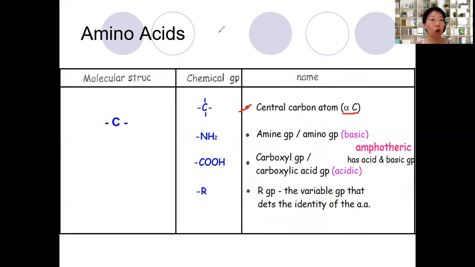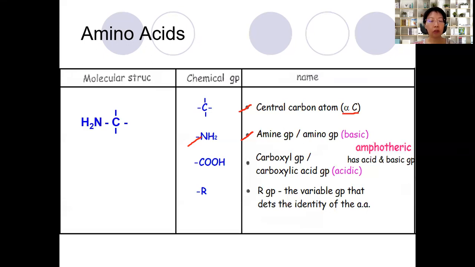Now, carbon has 4 covalent bonds. Therefore, there will be 4 atoms or 4 groups that can be held by this carbon. So let us look at what is being held by the central carbon. To the left of the central carbon, we have the NH2 group, which is the amine group. In amino acid, we can also call this an amino group, because the amine group is a functional group of the amino acid. So we can call this NH2 amino group as well. It is basic.